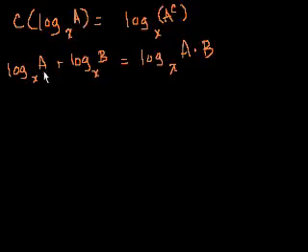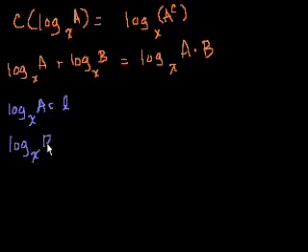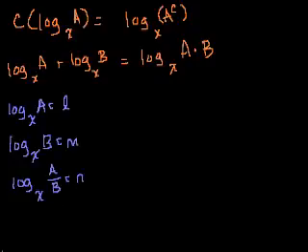Well, you could probably figure it out yourself, but we could do that same exact proof that we did in the beginning, but this time we'll set it up with a negative. So let's just say that log base x of a is equal to L. Let's say that log base x of b is equal to m. And let's say that log base x of a divided by b is equal to n.